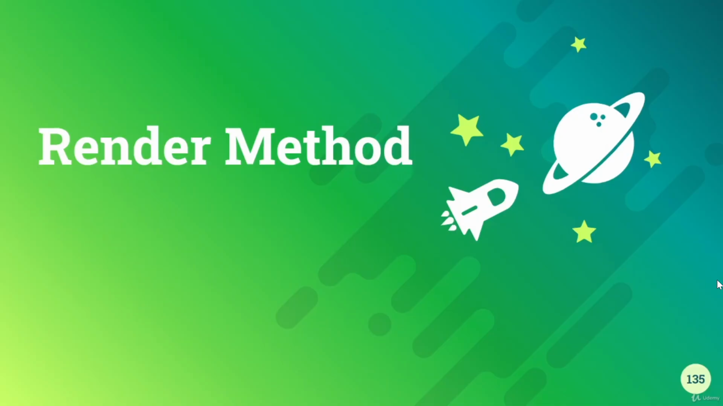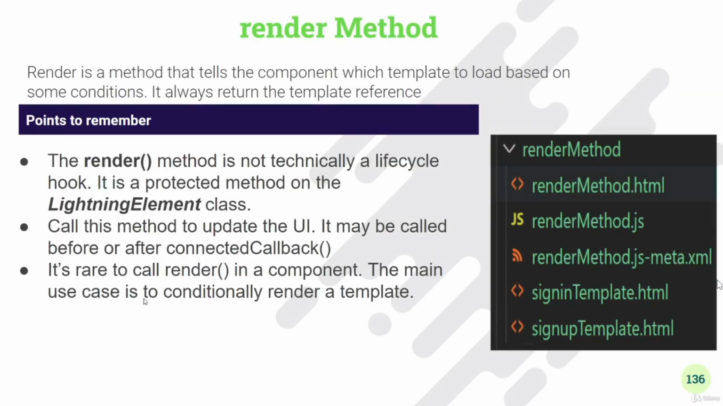In this video we'll talk about the render method. A render method is a method that tells the component which template to load based on some condition. Till now we have used only a single HTML file in our component, but it is possible to add multiple HTML files in a component. So the render method tells which HTML to load based on some condition. Basically it always returns the template reference, which is just the template to load.